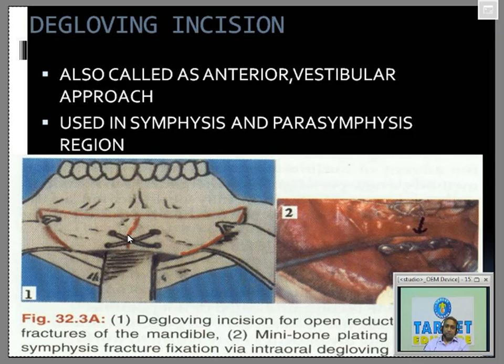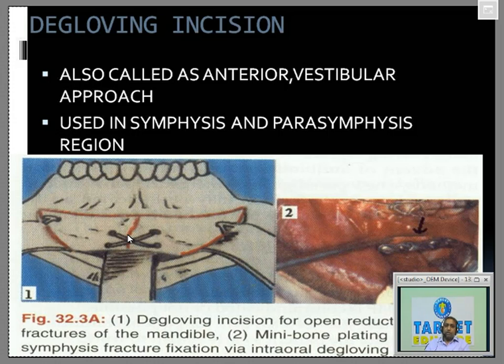Now there are various types of wiring which can be used, like eyelet wiring, Risdon's wiring, or Gilmer's wiring, or we can put an Erich type of arch bar. Commonly we use the Erich arch bar from 6 to 6, both on maxillary teeth and on mandibular teeth, because they help in doing intermaxillary fixation and restoring the occlusion, to see the occlusion during the open surgery.